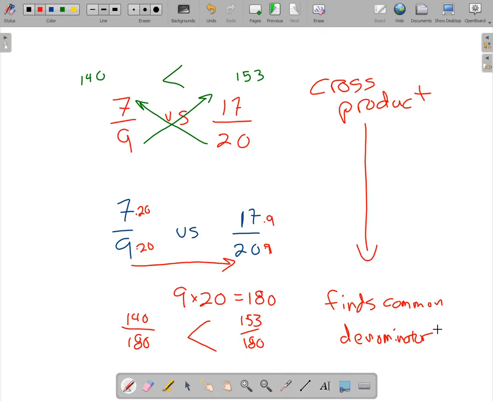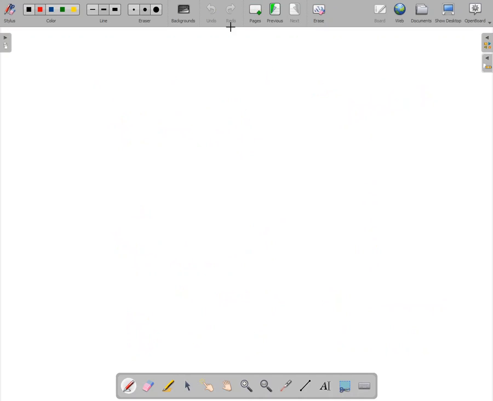Okay, so we'll do one more example of that, and we're ready to move on. So let's try 3/4 versus 4/5. And oftentimes, based on your experience, you can kind of look at them and guess, but it's good to compare them to kind of figure it out.